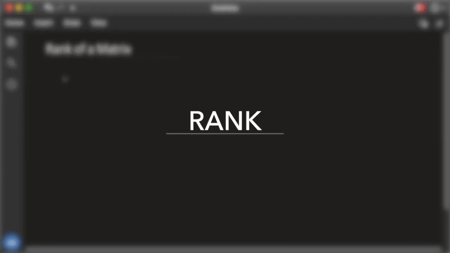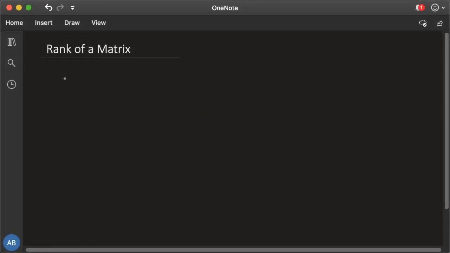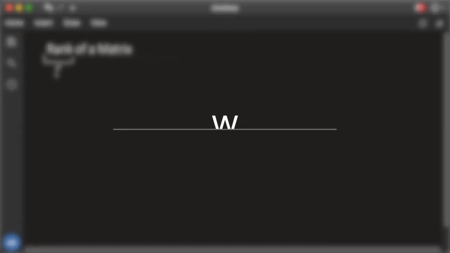In this lecture, we will determine how to find a basis for the row space of a matrix and discuss the relationship between the row space and the column space of a matrix through the rank of a matrix. So first of all, what does this term mean, rank?